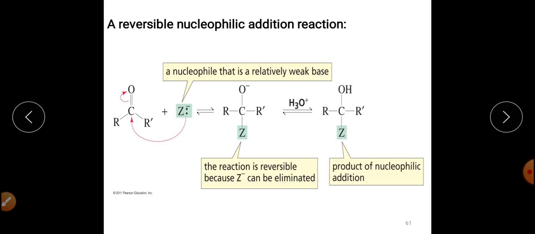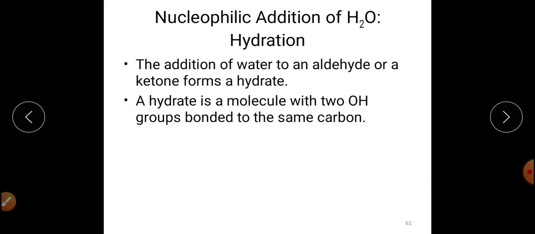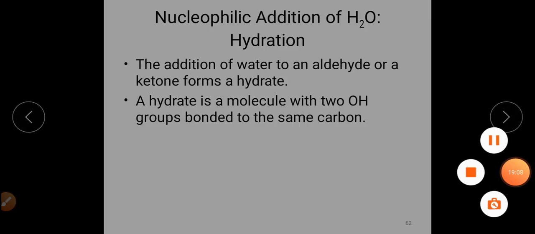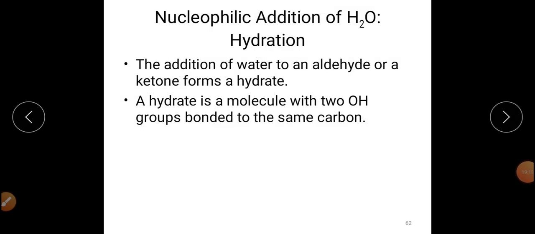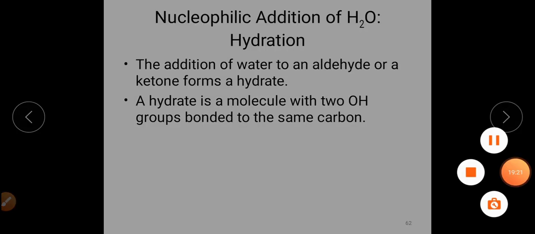So this kind of reaction can be done on aldehyde and ketones. So that's all about the general reactivity of aldehyde and ketones. From tomorrow onwards, we will discuss the chemical reactions of aldehyde and ketones, specific chemical reactions of aldehyde and ketones.